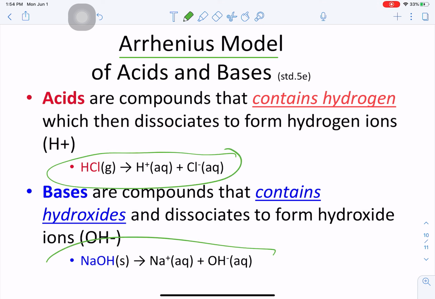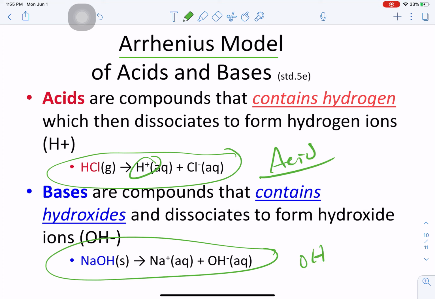Okay, so here are your examples. So HCl, when it dissociates, you will see H+. If you detect H+ in solution, then it's going to be an acid. If you detect OH- in solution, it's going to be a base. Okay, this is Arrhenius's model. It's a little bit different, because this is the only fact he's basing it off of.